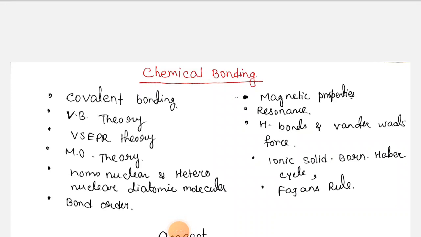I will discuss chemical bonding today. In your syllabus, chemical bonding contains the topics: covalent bonding, VB theory, that is valence bond theory, VSEPR theory, MO theory, homonuclear and heteronuclear diatomic molecules and bond order, magnetic properties, resonance, hydrogen bonding and van der Waals force, ionic solid, Born-Haber cycle, Fajans rule. Okay, so these are the topics.